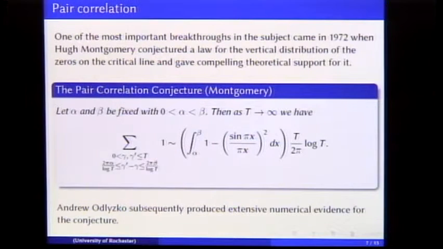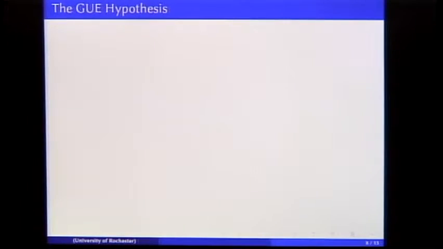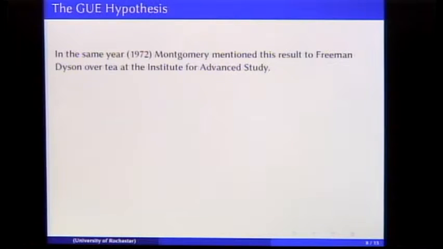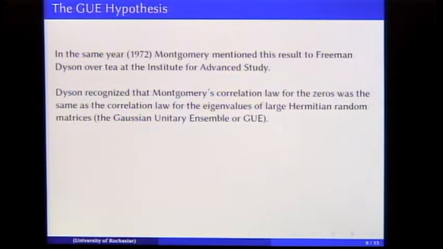Okay, and somewhere around late 70s, early 80s, Andrew Odlyzko did a lot of calculations to see if this conjecture was correct, and the evidence was extraordinarily good. Okay, the same year, this is a famous story. Montgomery mentioned this result to Freeman Dyson at the Institute for Advanced Study. And Dyson recognized this distribution law for differences in pairs of ordinates as the same one that occurs in random matrix theory for the Gaussian unitary ensemble, which you'll hear more about later.